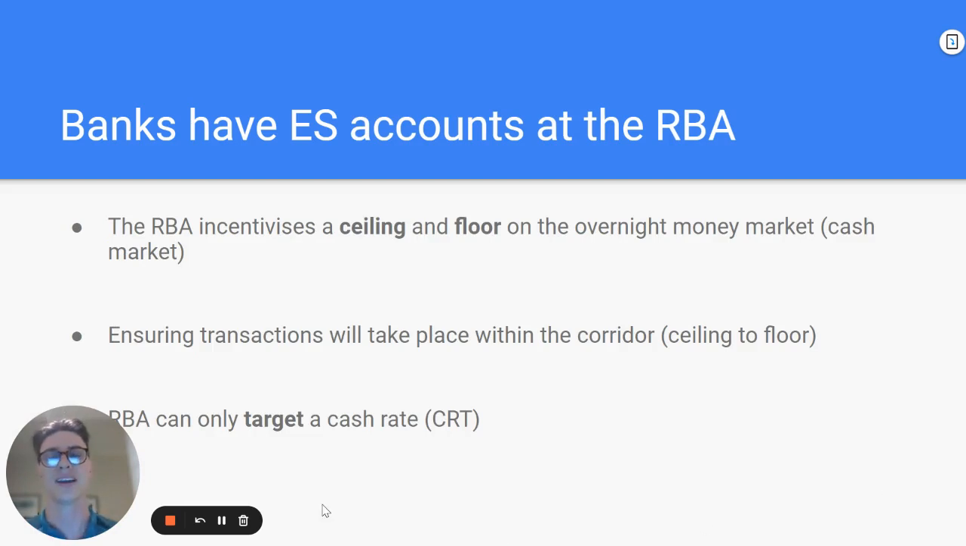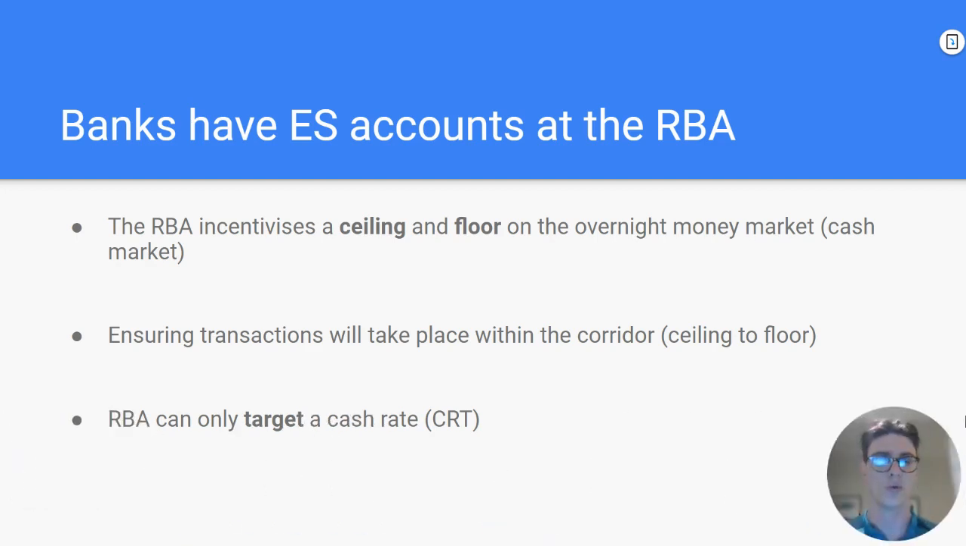Now, what the RBA is going to do is set or incentivize a ceiling and a floor to ensure that transactions take place within a corridor. So they can't actually control the exact cash rate, but they can control a sort of corridor, sometimes called a policy corridor, where transactions will take place.